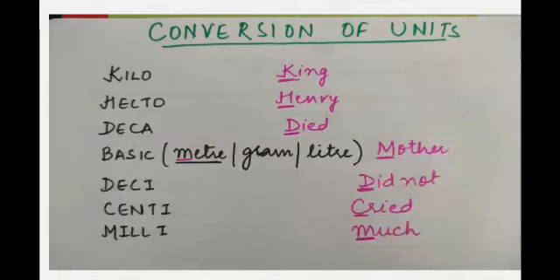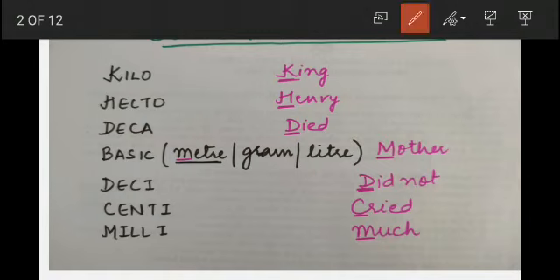Now, basically in the units of measurement we have the units kilo, hecto, deca. Then comes the basic unit, like whether it is the measurement of length, then it is meter. If it is weight, then it comes grams, and if it is capacity, it becomes liter. Then comes deci, centi, and milli. According to this table, the highest unit is the kilo. Then comes hecto, deca, then basic, deci, and centi, milli.